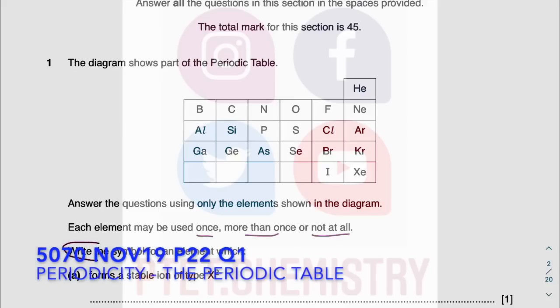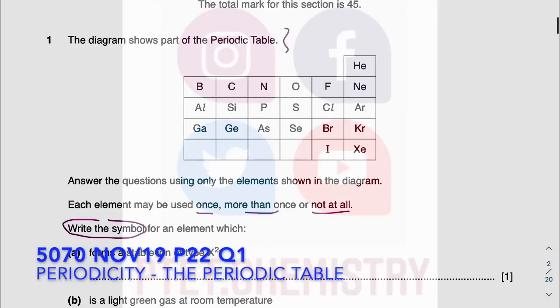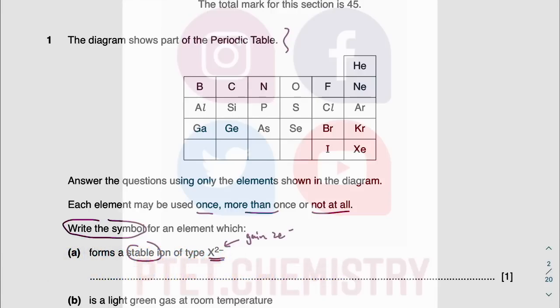You need to write the symbol. So based on whatever is given here in the periodic table, it forms a stable ion of the type X2-. The 2- indicates that it has gained 2 electrons. It forms a stable ion, so when you gain 2 extra electrons, you get the noble gas configuration, which is why it's a stable ion. So we are looking at group 6, because when you are group 6, you gain 2 electrons. You like to gain 1, 2, and then you get noble gas configuration.